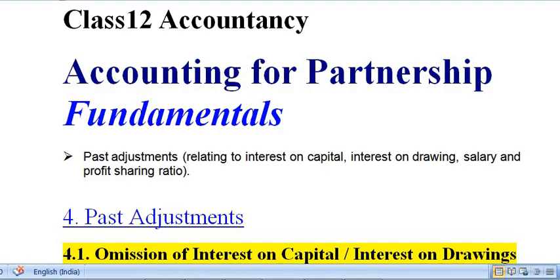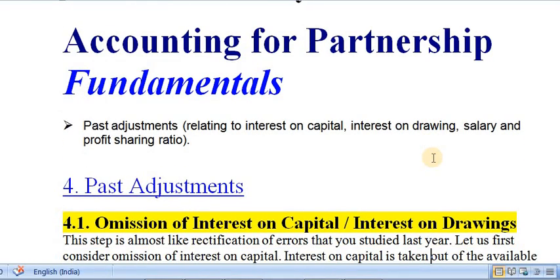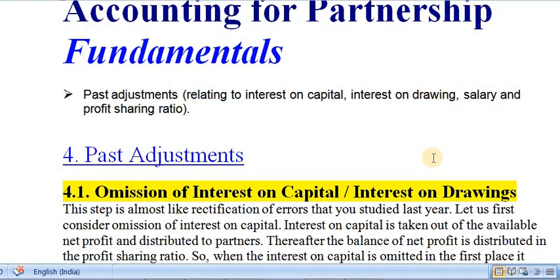Now we are coming to a new lesson of partnership accounts fundamentals. So today we are going to see how we adjust past errors. Actually, past adjustments are rectification of some errors committed in the past.